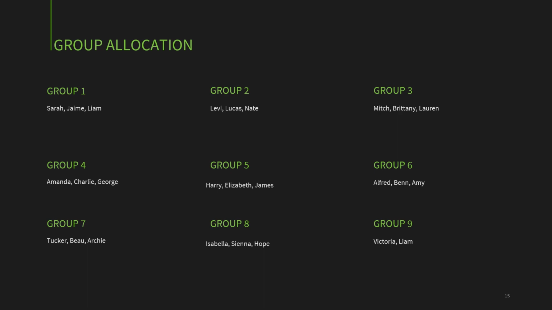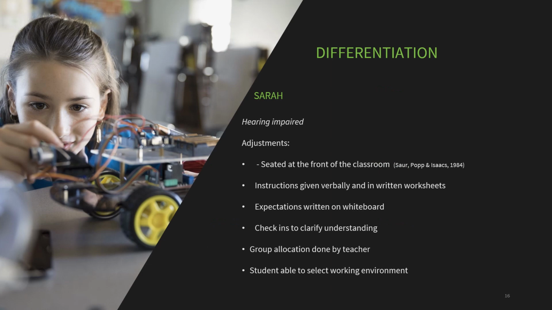I've placed Sarah with Jamie and Liam as I know that both of these students have a good relationship with her, and I have witnessed them happily speaking slowly and clearly when they interact with her. As Sarah has a hearing impairment, she will be seated at the front of the classroom and I'll speak clearly as always, facing the front, to ensure she can hear me well.